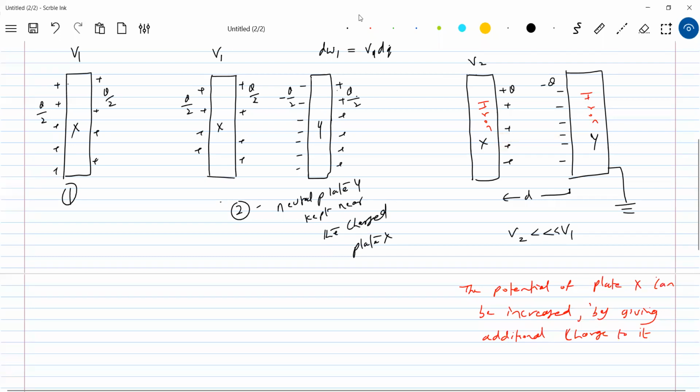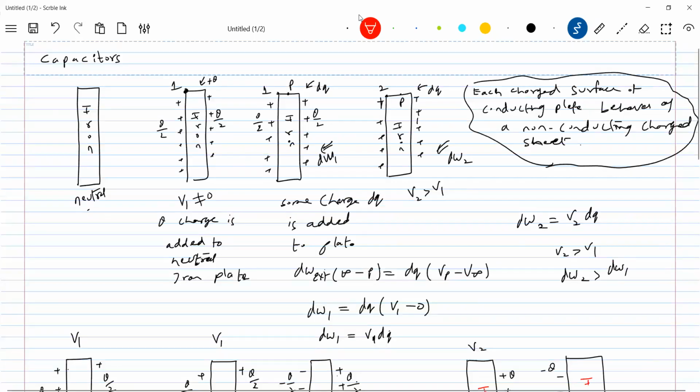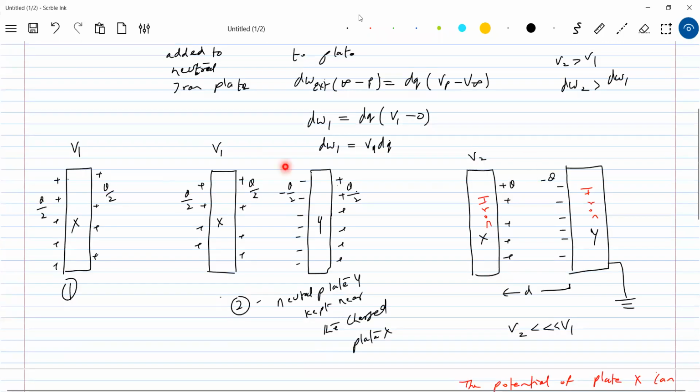Okay, sir, then primarily our focus was on the work done to put a charge, no? Let's come back to this. What was the drawback in this system? The first time when I'm adding a charge dQ, I did work dW1. The second time I need not do the same work, I have to do more than that. Like that, when I'm adding the nth time a charge, I have to do more work. Now earlier, when the potential was V1, to put a charge dQ, I should do work how much? dW1 equals V1 into dQ.